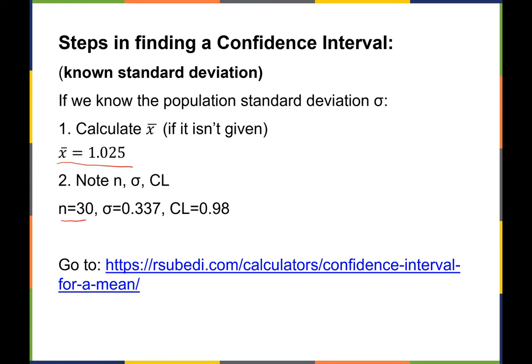There was 30 of those. They told us the population standard deviation was 0.337, and we want a 98% confidence interval, so our confidence level is 0.98. Now, we could continue as we did before, find the normal distribution for this, calculate the sigma over the square root of n, go in and calculate the percentiles that we need.